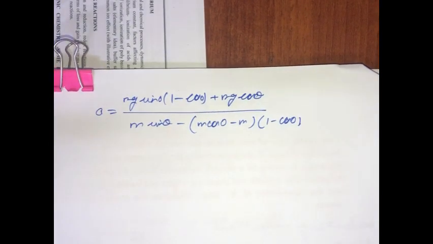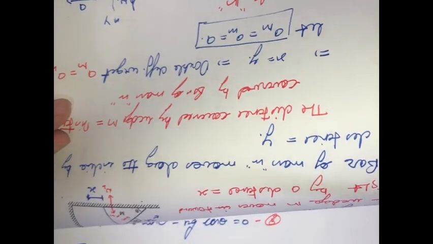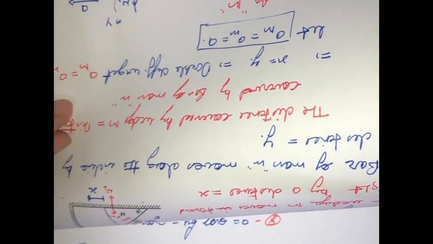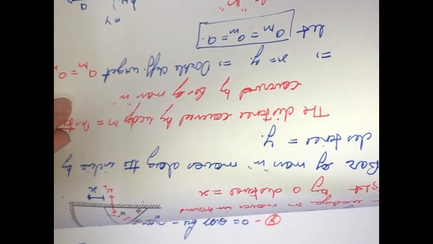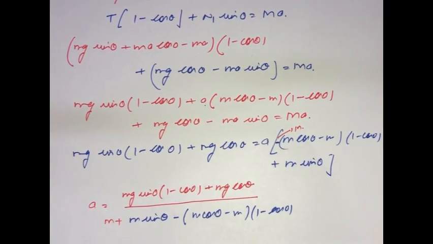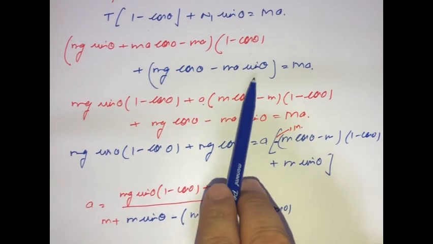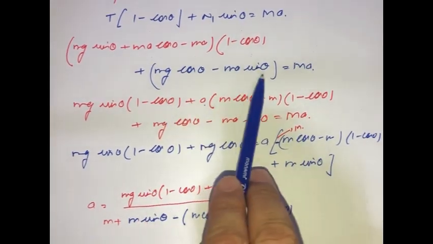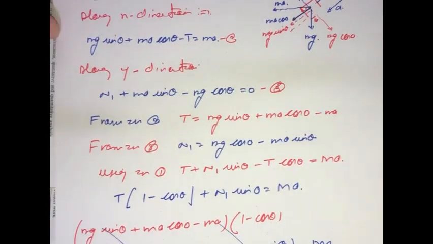First of all, I think I missed something here. There were two mistakes. One was that m was missing here, and another one was N1 was supposed to be multiplied by sin theta. So let me do it again. That will make the things more clear.